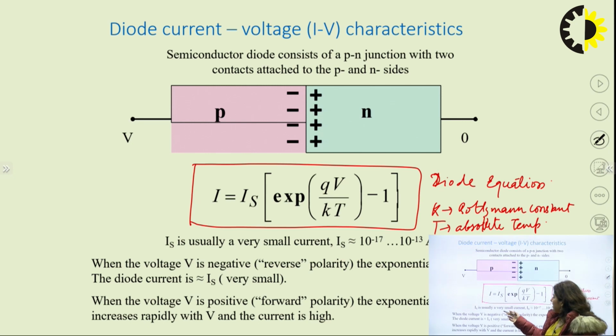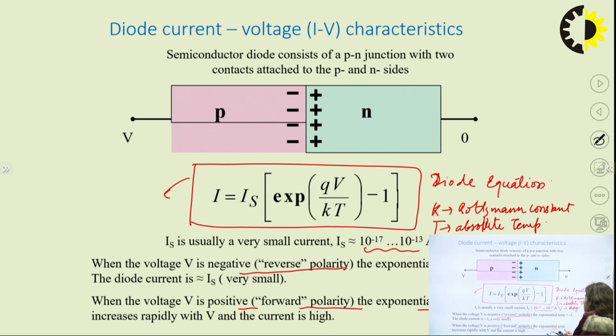I_s is usually a small current, approximately 10 to the power minus 17 to 10 to the power minus 13. With this formula we can calculate the current flowing in the forward junction. When the voltage V is negative, that is reverse polarity, the exponential term becomes exponential of negative qV upon kT, and the diode current I is very low, around 0. When the voltage is positive, which is forward polarity, the exponential term increases rapidly, and this will increase your current.